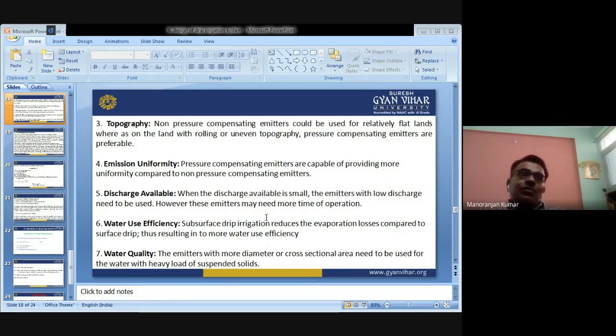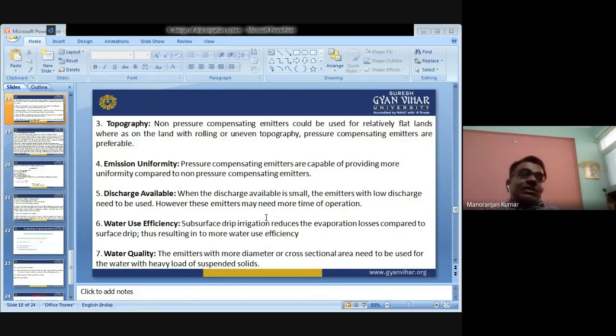So what happens if you are placing the drip lateral above the soil surface? Then some evaporation loss may be there, but when the lateral is inside the soil, there is no chance of evaporation loss. So when we talk about water use efficiency, we can say the subsurface drip irrigation system has more water use efficiency. There is not so much loss of water in the subsurface drip irrigation system.